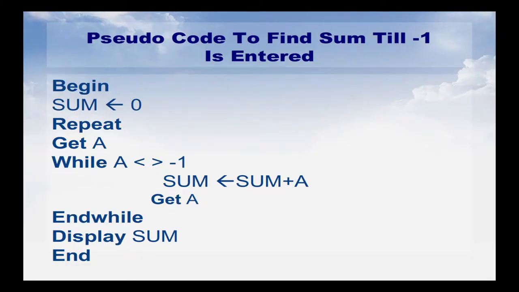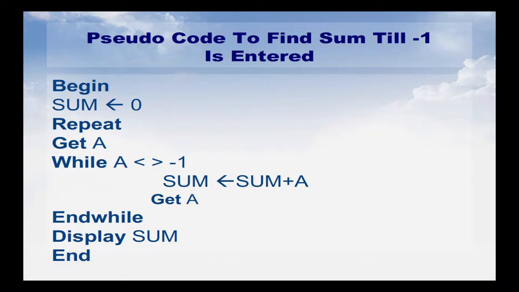See the pseudocode for this problem. In the pseudocode, you will find that we start with assigning a value 0 to the sum, because we are going to find the sum of numbers entered by the user until the user enters minus 1. Next, we are going to use the repeat construct, so we repeat the statements below, which get an input number A, when A is not equal to minus 1.